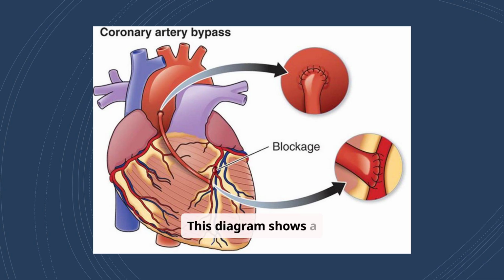This diagram shows a coronary artery bypass. A new artery is grafted onto the heart to bypass the blockage, restoring blood flow to the heart muscle.